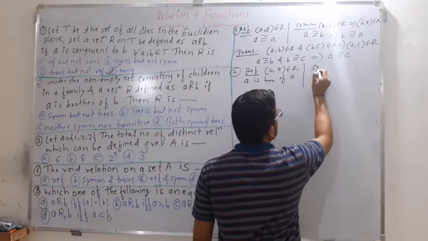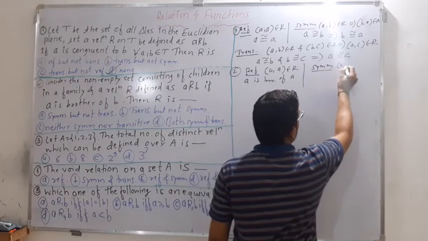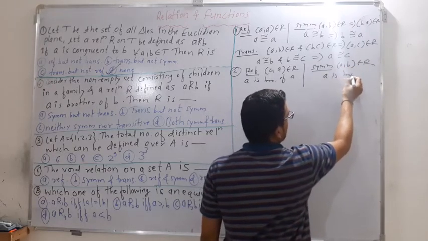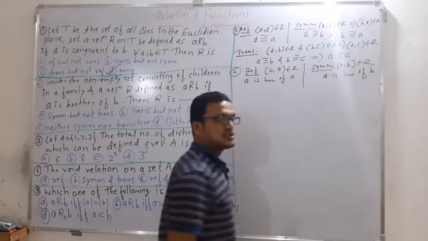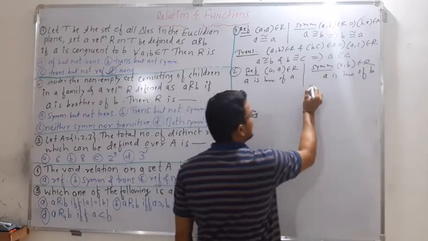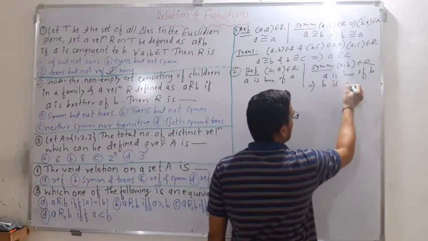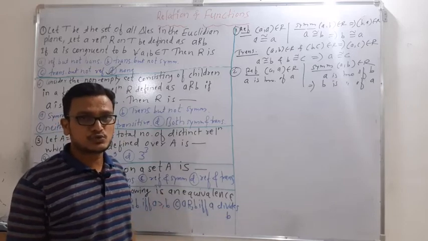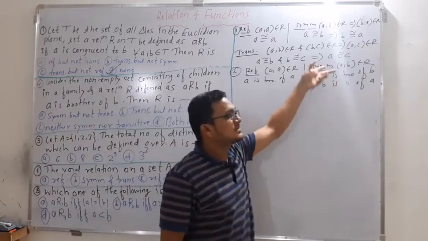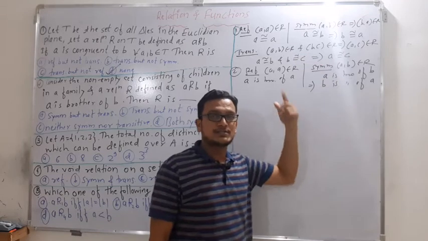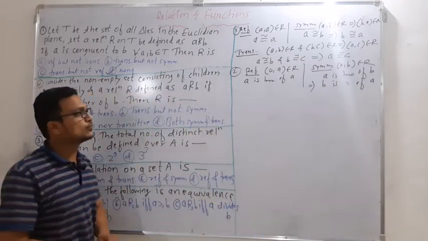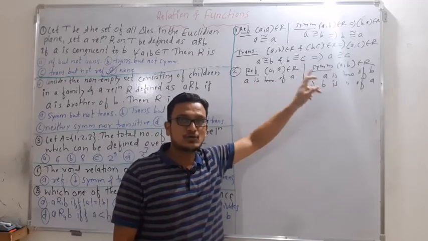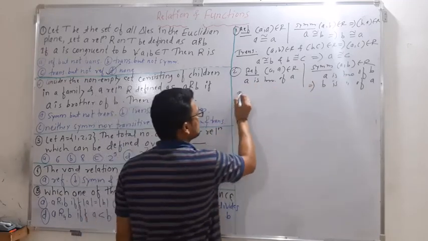Next you check symmetric one. Symmetric is what? AB belongs to R. It means A is a brother of B. It is true. But does this imply that B is a brother of A? No, which is not true, because B may be the sister of A also. Therefore that is not true. So hence this is not reflexive, not symmetric.